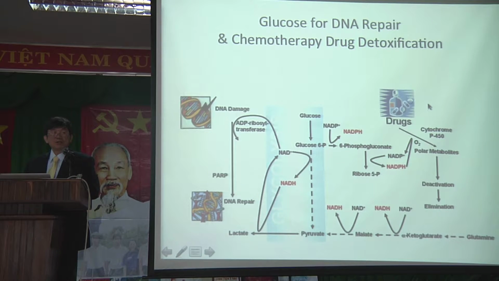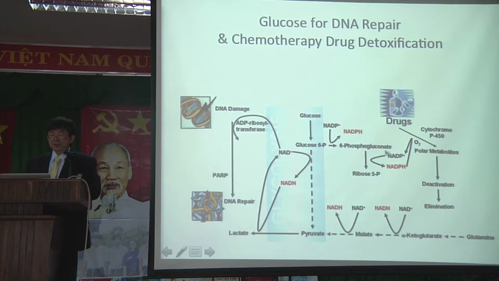A lot of the drugs, called xenobiotics, are metabolized by the cytochrome P450 pathway. These enzymes use NADPH to metabolize the drugs into polar metabolites, which are then deactivated or further conjugated with glucuronide in the kidney, for excretion and elimination in either the kidney or the bile.